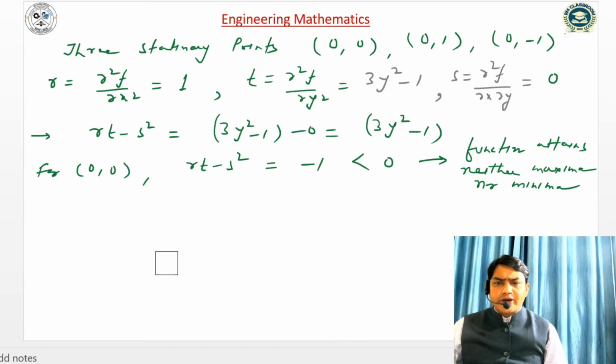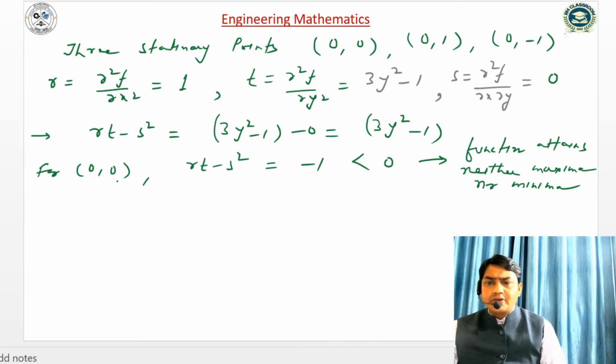So the first stationary point we have checked, that is x is 0 and y is 0. The value of rt minus s square is coming negative. It means the function attains neither maxima nor minima. Now for the second stationary point, that is 0 1, we have to check the condition of rt minus s square, because r is already greater than 0. If rt minus s square is greater than 0 and r is also greater than 0, the function attains a minimum value.